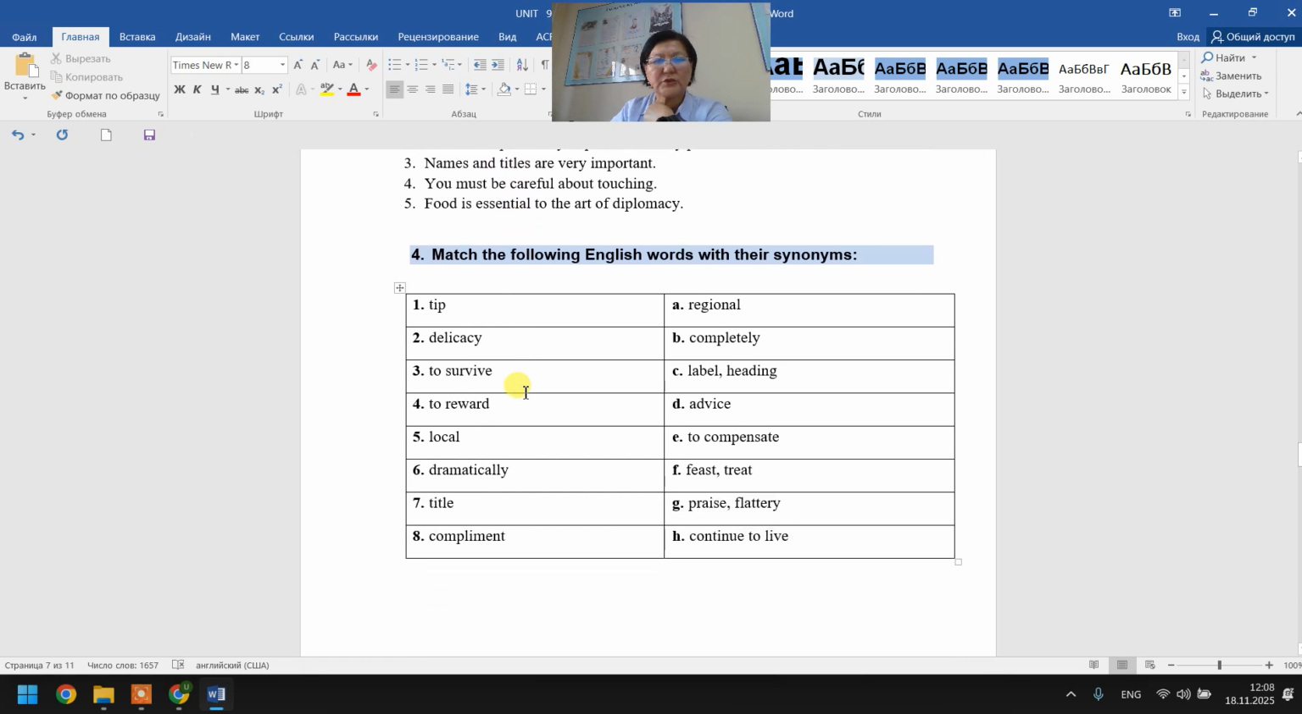The next task which we do, match the following English words with their synonyms. Yes, the first word is tip, and the synonym of this word is label or heading. This is the right version. And for the rest of the words we have to find the synonyms and match them.